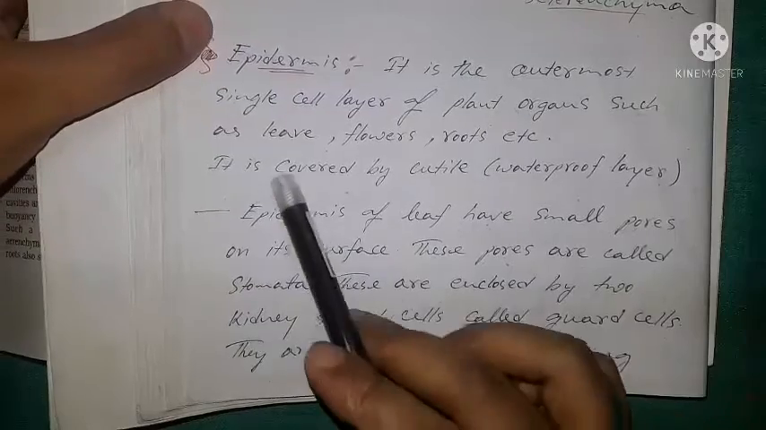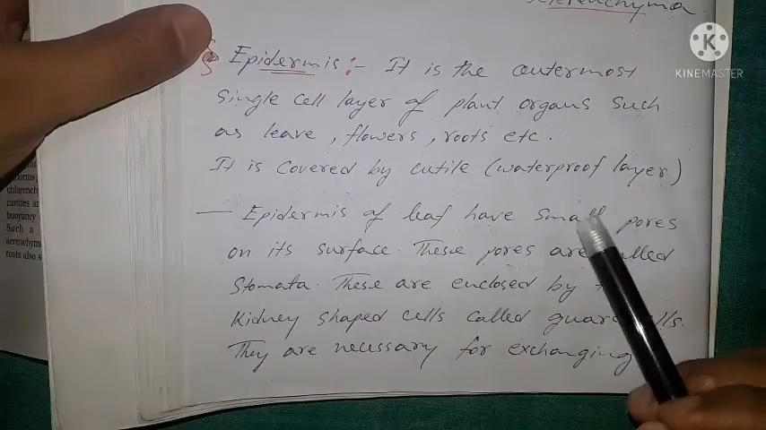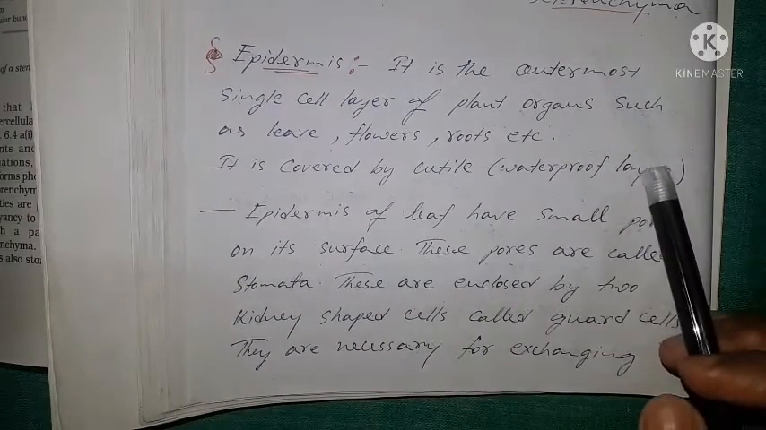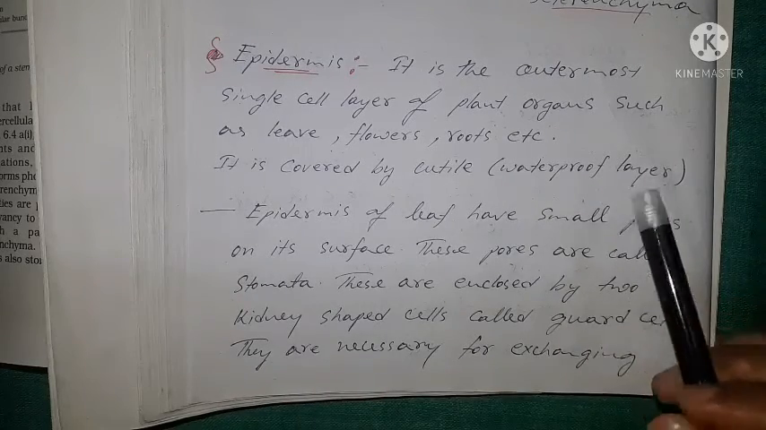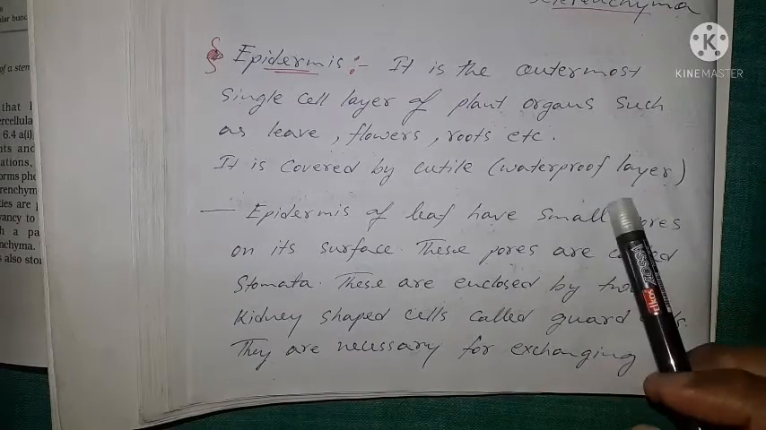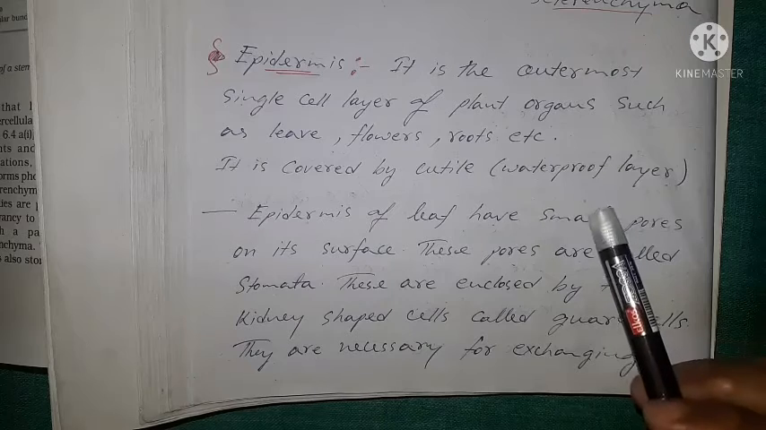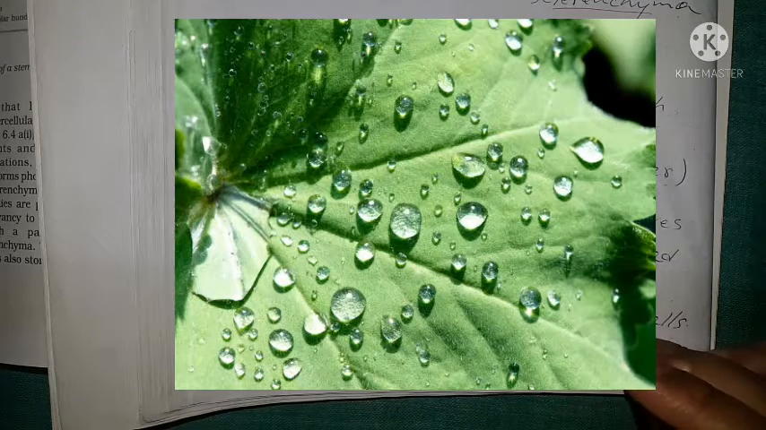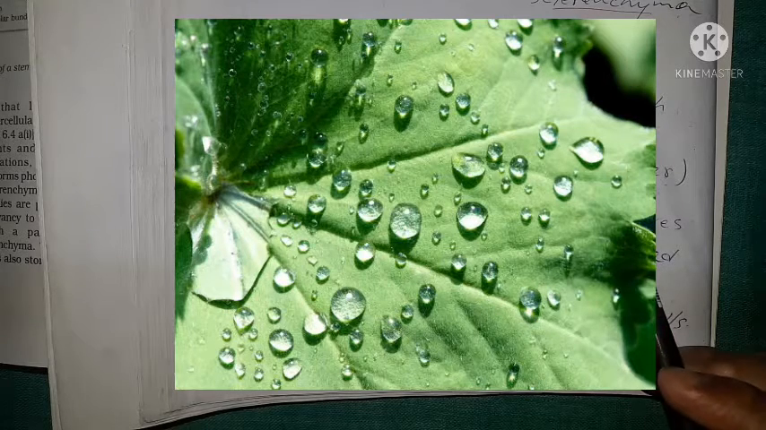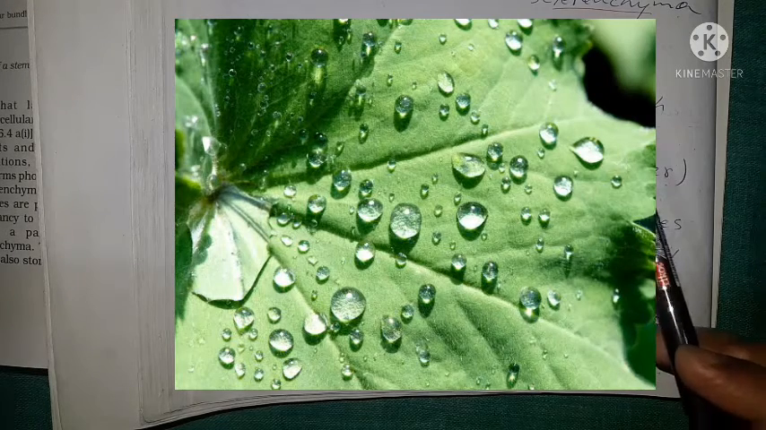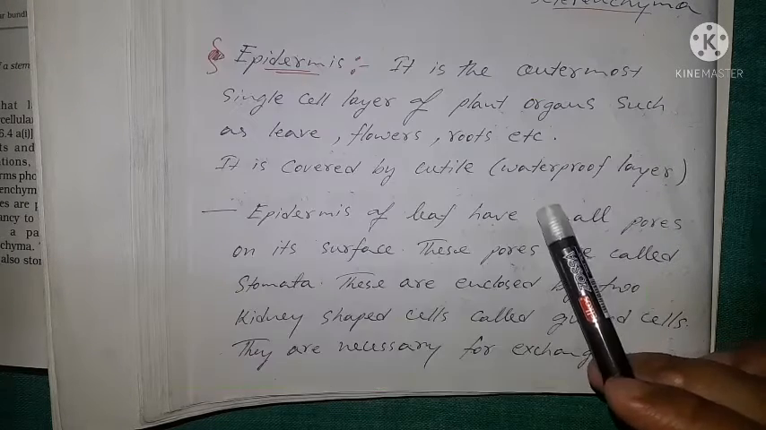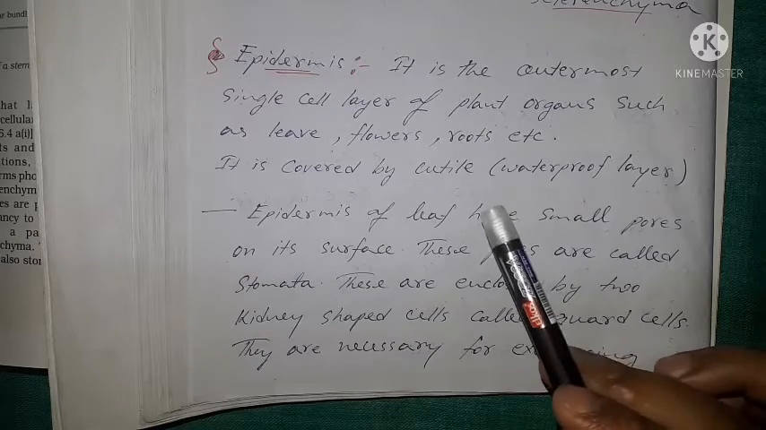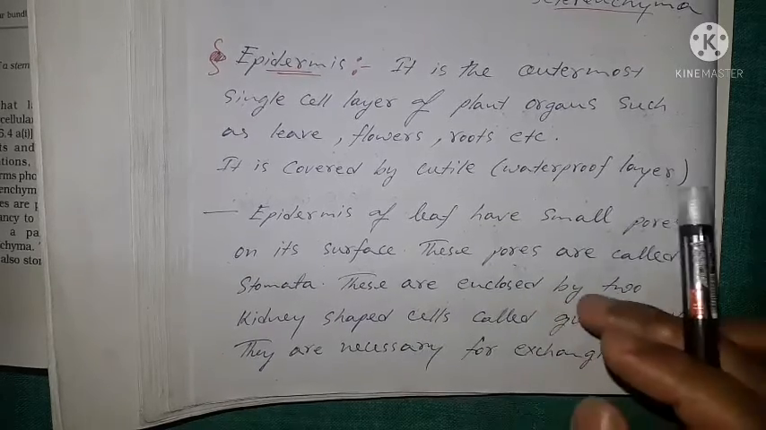Then it is covered by cuticle. Cuticle is a waxy substance which acts like a waterproof layer, as we can see in the picture. There is a cuticle on top of the leaf, which acts like a waterproof layer. Therefore we can see the drops of water being collected on the top of that leaf. It is due to the presence of cuticle on that leaf.